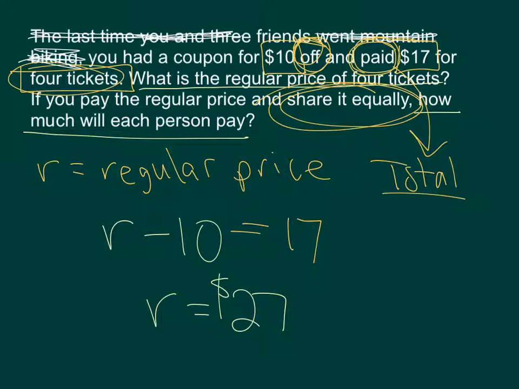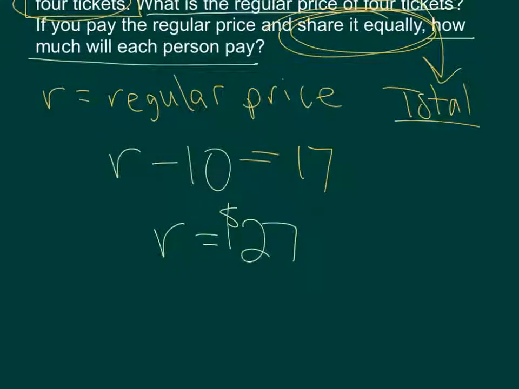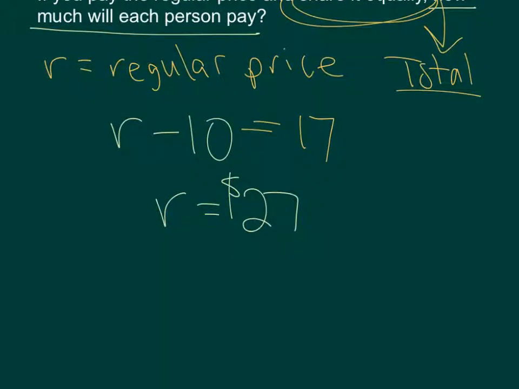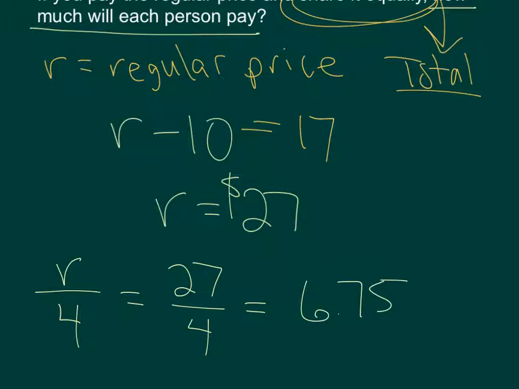if we're paying $10 off. And now we have a second question. If you pay the regular price and share it equally, how much will each person pay? Well, we're dividing it equally amongst 4 of us. So what we're doing is R divided by 4. In other words, 27 divided by 4, which gives us $6.75 per person.